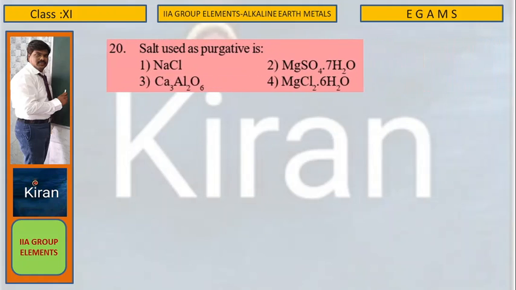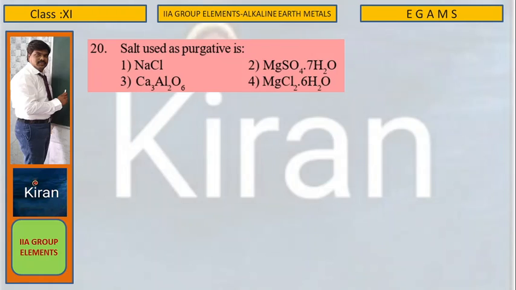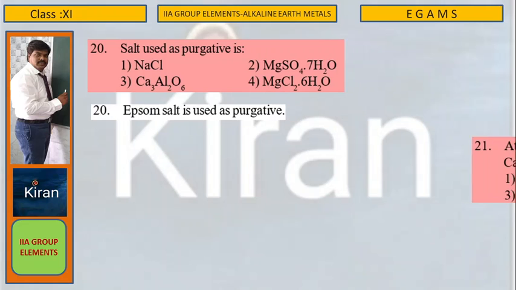The salt used as a purgative is: NaCl, MgSO4 7H2O, MgCl2 6H2O, calcium aluminium oxide Ca3Al2O6. Among these, which is used as a purgative? The second one, magnesium sulfate 7H2O. Another name for this is Epsom salt. Epsom salt is used as a purgative.